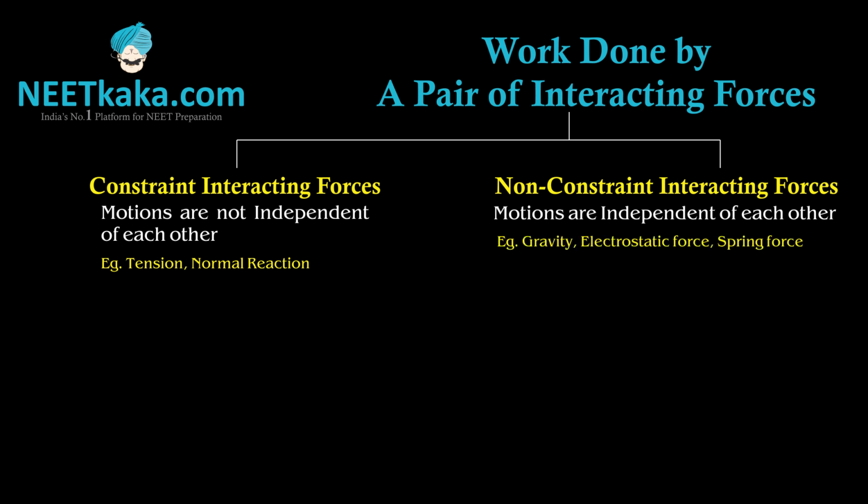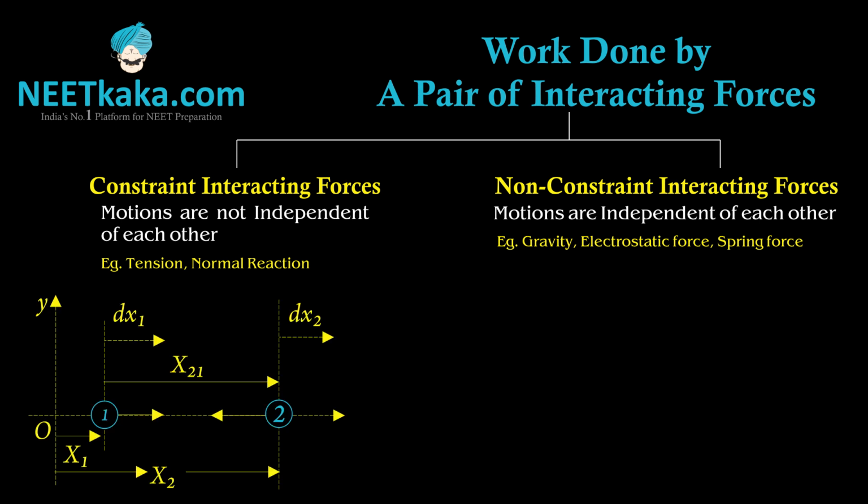It's like gravity, electrostatic force, etc. These are non-constraint in nature. Let me explain this with a diagram. So in our diagram, you can see that we have two particles, 1 and 2, and they are interacting with each other by action-reaction forces that can be constraint interacting forces and also can be non-constraint interacting forces.